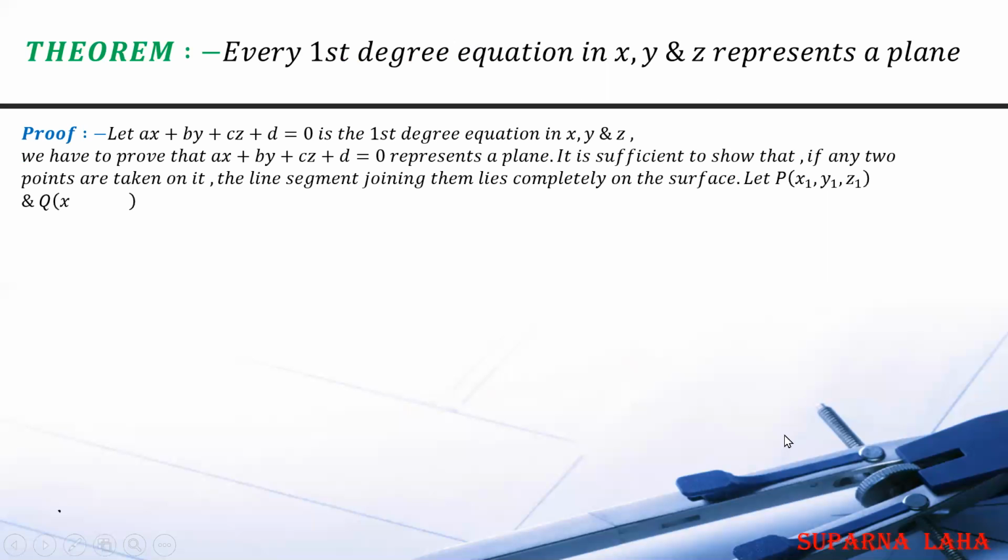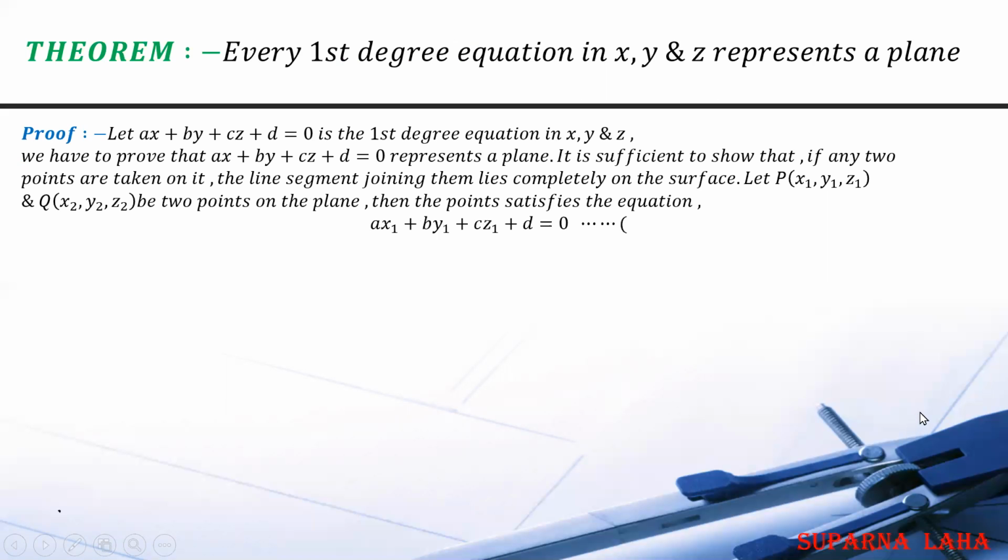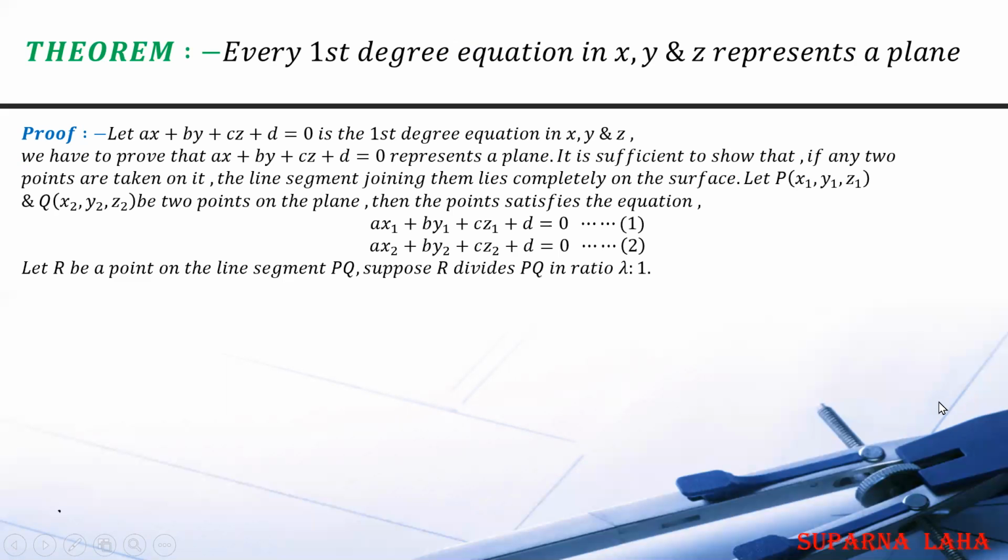So we are taking 2 points P and Q. P is x1 comma y1 comma z1, and Q is x2 comma y2 comma z2. These 2 points we are taking. Since these 2 points lie on the surface, they will satisfy the equation, so we will get these two equations, equation 1 and equation 2. Now we are taking another point R on this line segment in such a way that R divides PQ in the ratio lambda is to 1.